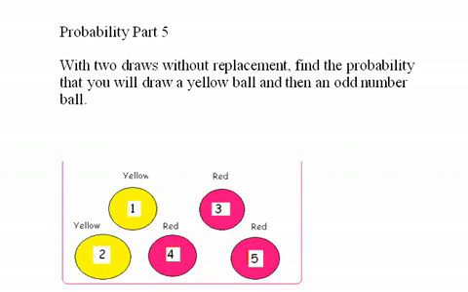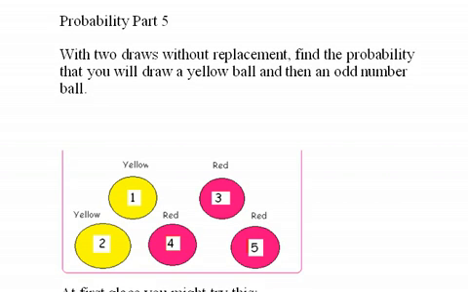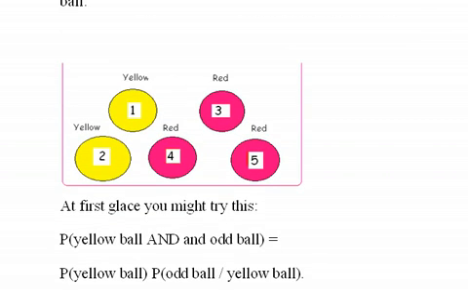Probability Part 5. Even with a simple urn problem like this, you can get yourself into a lot of trouble very quickly. This one's fairly complicated. With two draws without replacement, find the probability that you will draw a yellow ball and then an odd number ball. Well, at first glance, you might try this.